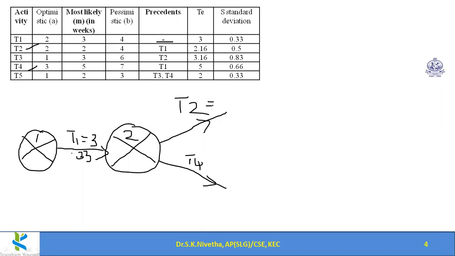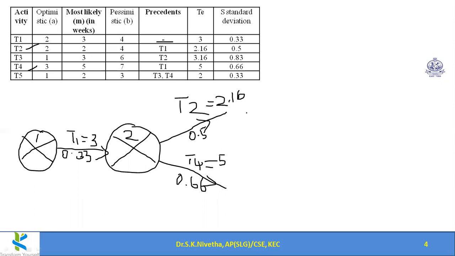So the standard deviation for T2: expected duration for T2 is 2.16 and the standard deviation is 0.5. For T4, expected duration is 5 and the standard deviation is 0.66. So you can also follow up. You can also take a notebook and follow this.